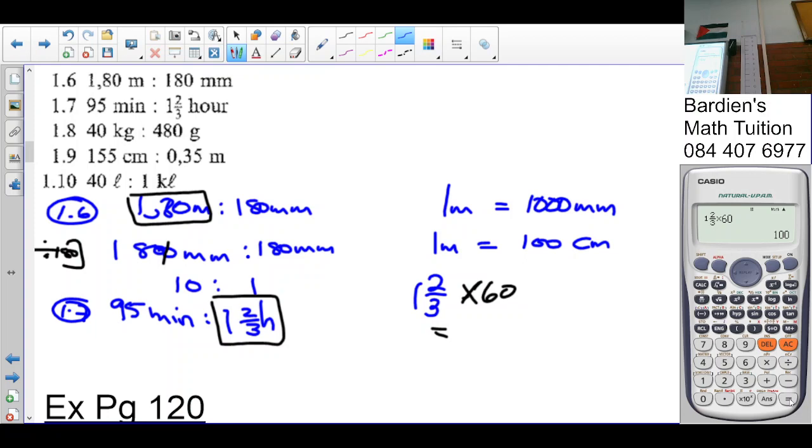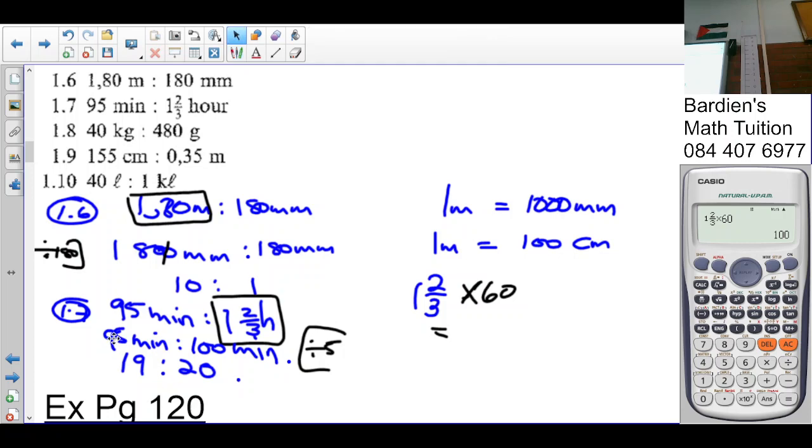We're going to get 95 minutes is to 100 minutes. Okay? Now what do we see? What is common in both now? 5. 5 can be divided into both. So I divide throughout by 5. So that's going to give us 19 is to 20. 19 is to 20.